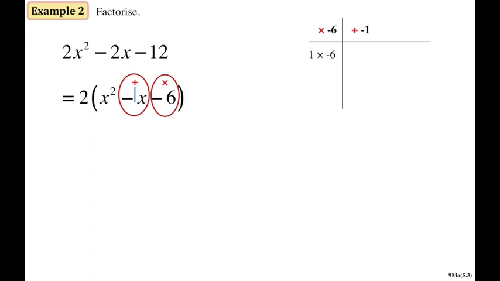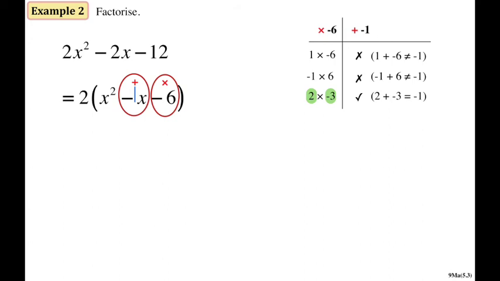Let's think of numbers that times to give -6. What about 1 and -6? Yep, but they don't add to give -1. What about -1 and +6? Yeah, they don't add to give -1. Must be other numbers that times to give -6. What about 2 and -3? Yes, and they also add together to give -1. So they're the ones I want.